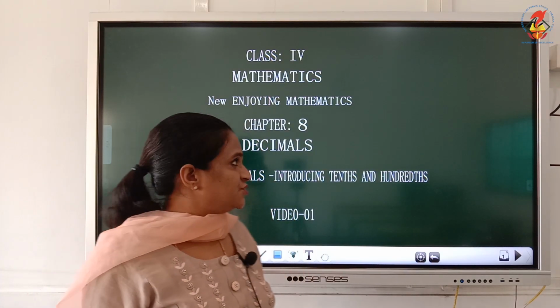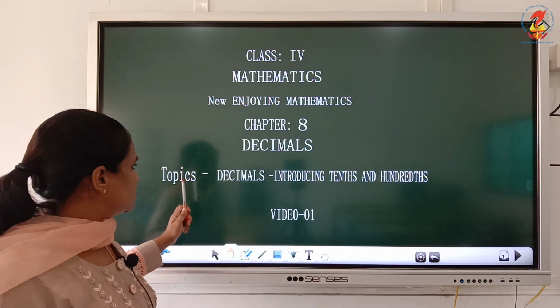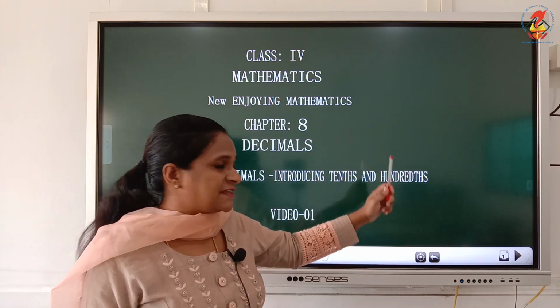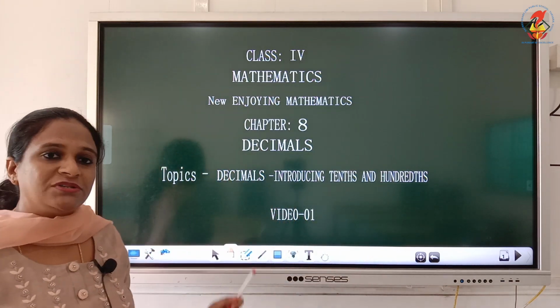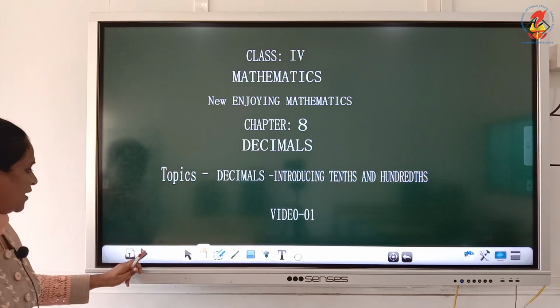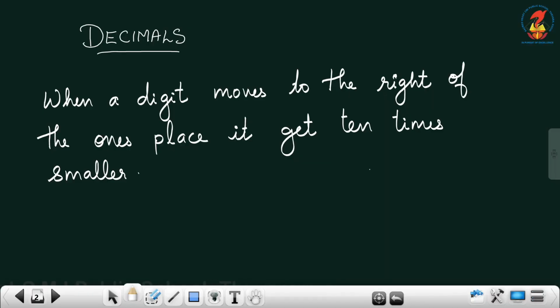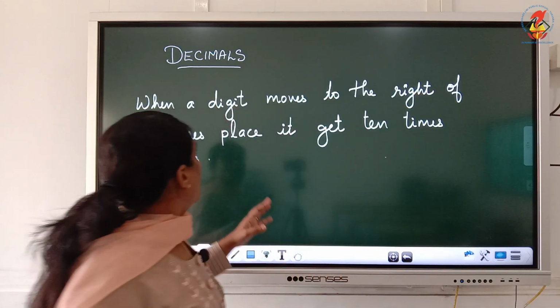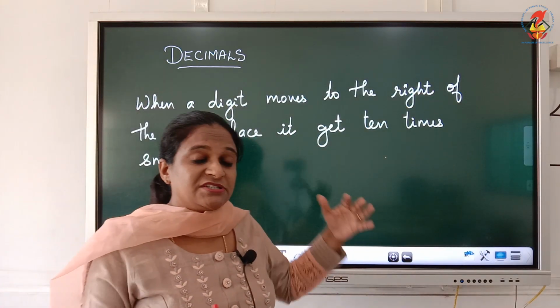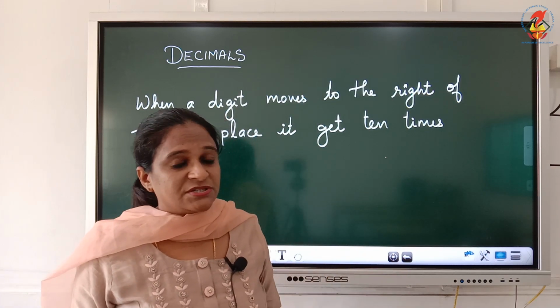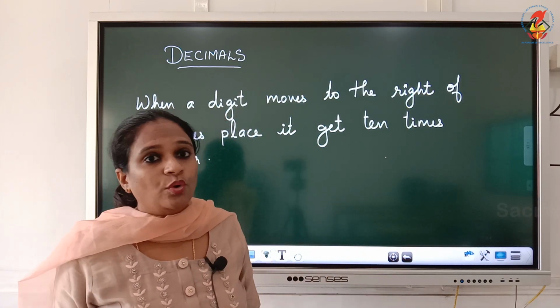We are going to start with chapter 8, decimals. The topic, introducing tenths and hundredths, will be covered in this video number 1. Now let's see what is meant by decimals. Where do we use decimals? Decimals we use every day in life when we are dealing with money, weight, length, etc. Decimals are used in situations where more precision is required than a whole number.